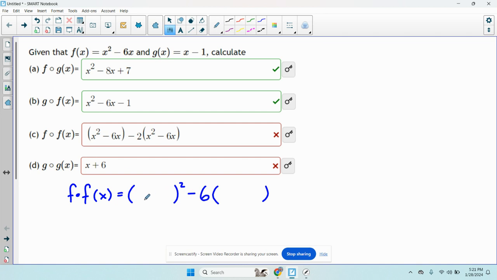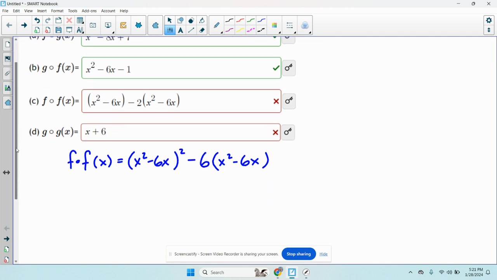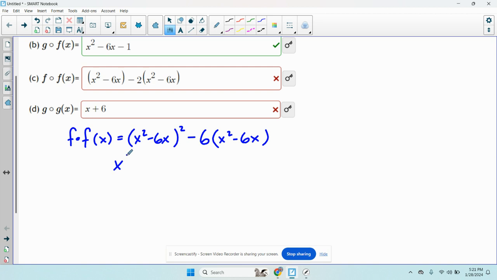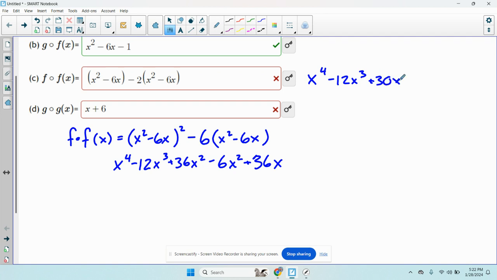Then it's just a matter of replacing the thing in the parentheses with the function itself. x squared minus 6x, x squared minus 6x. They might just accept that as your answer. Or you could FOIL and collect terms. This will be x to the fourth minus 12x cubed plus 36x squared minus 6x squared plus 36x. So this box here would be x to the fourth minus 12x cubed plus 30x squared plus 36x.